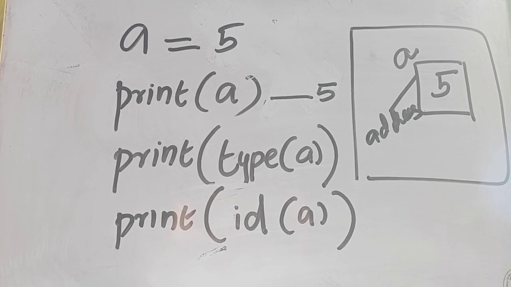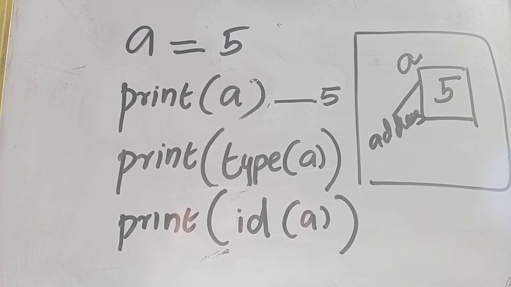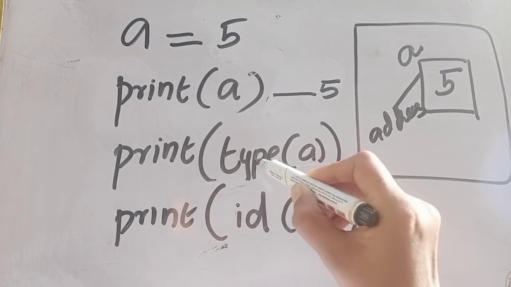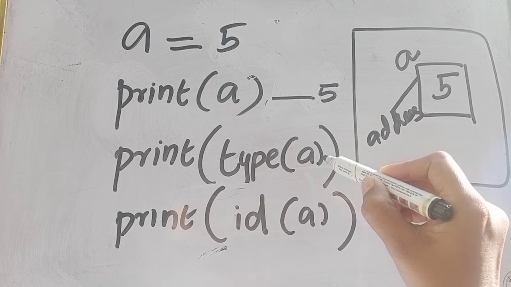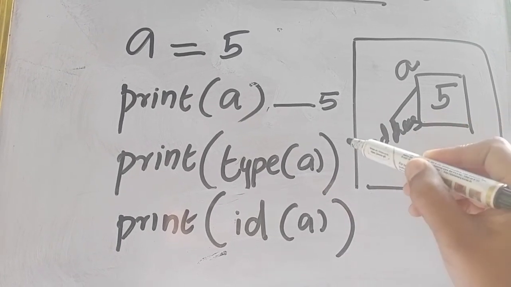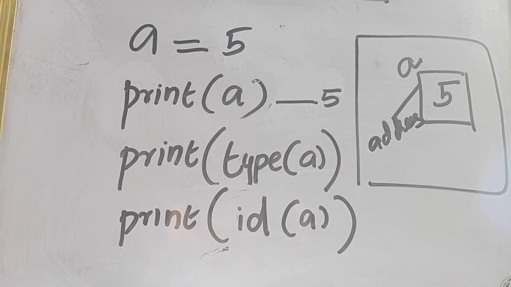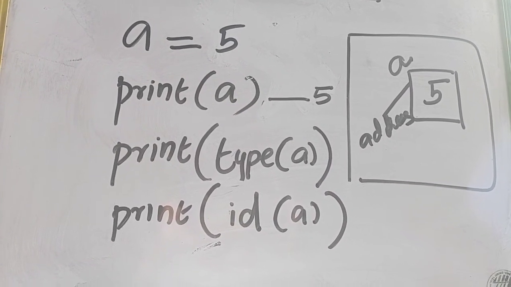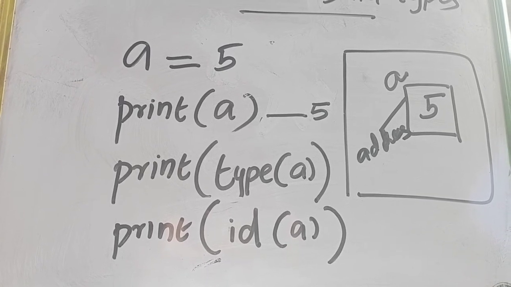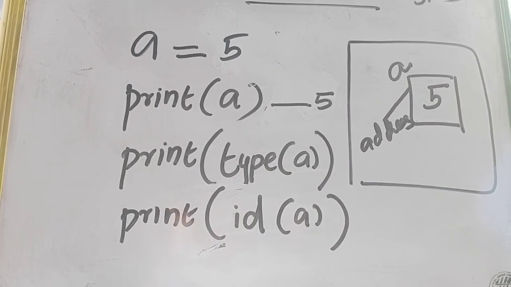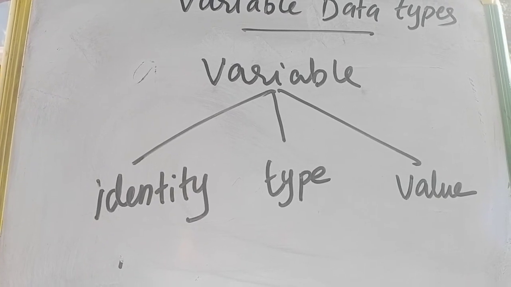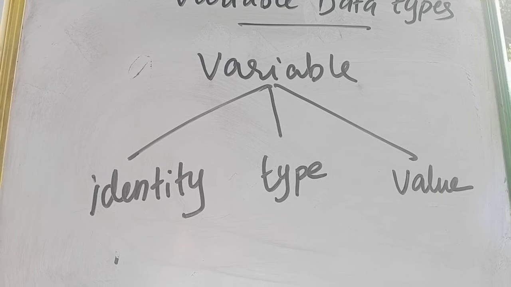So remember, when you are printing A, you will get the value inside the particular variable. And printing type of A means it will tell you what is the type of your variable. Type means it can be integer, it can be decimal, whatever it is. And the id function will tell you the address location of your variable. Hope it is clear, right? So remember, a variable should contain identity, type and a value.